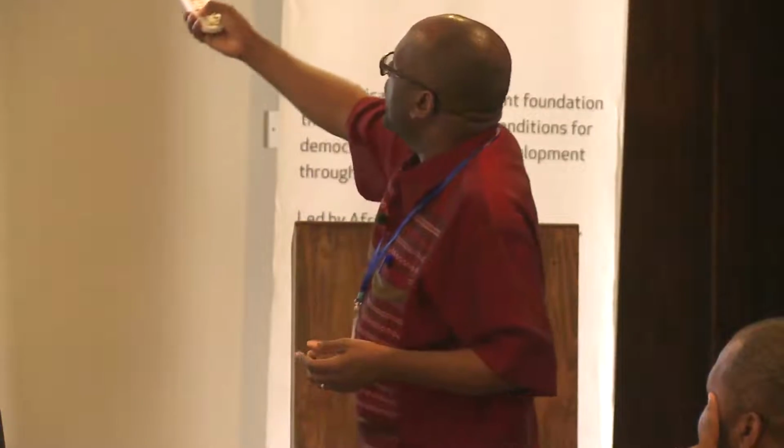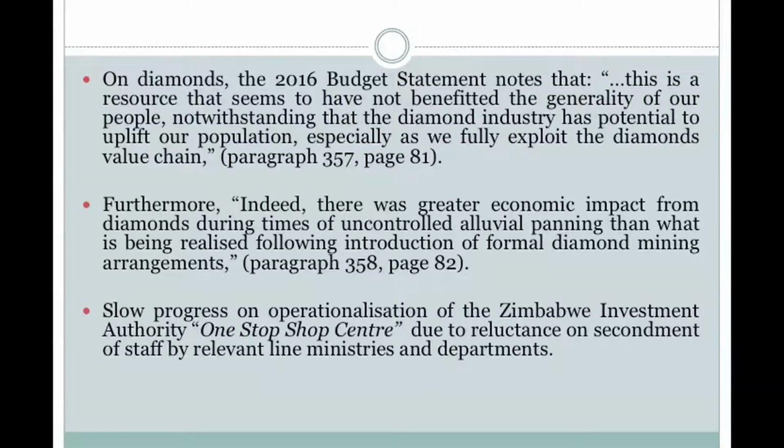And interestingly, even in the same budget, it's not coming from me, don't quote me, the minister is even saying, and I quote here, that they got more out of diamonds. This is a resource, diamonds, that seems to have not benefited the generality of our people, notwithstanding that the diamond industry has potential to uplift our population, especially as we fully exploit the diamond value chain. Indeed, there was greater economic impact from diamonds during times of uncontrolled alluvial panning than what is being realized following introduction of formal diamond mining arrangements. This is from the current latest budget.